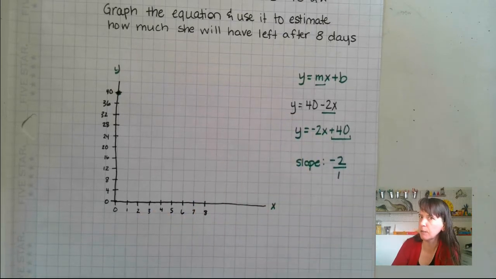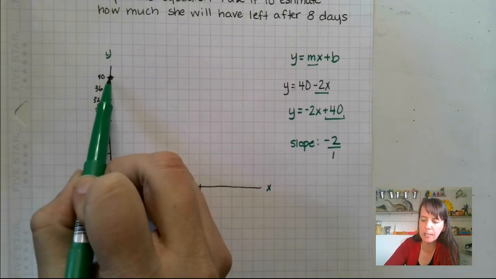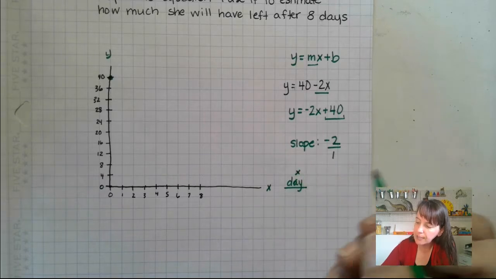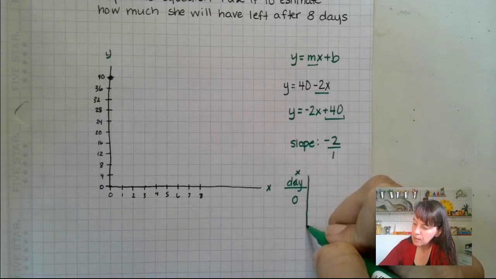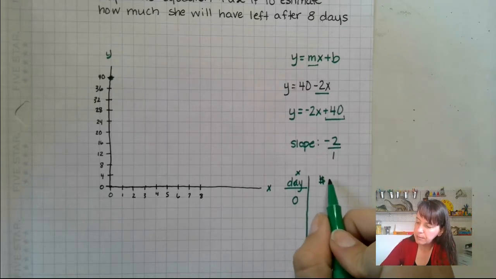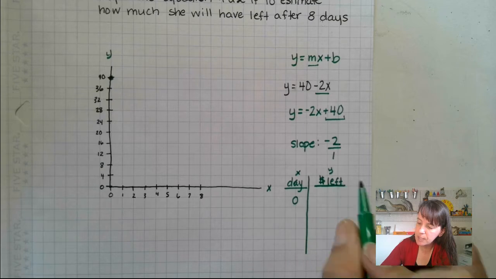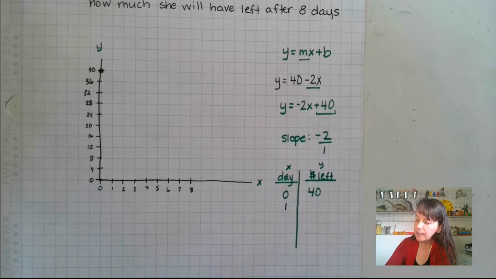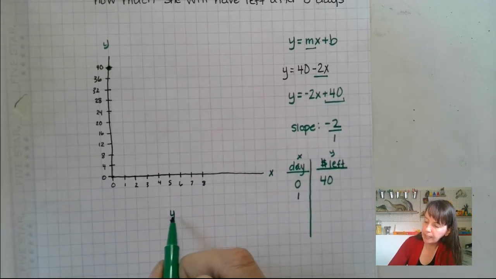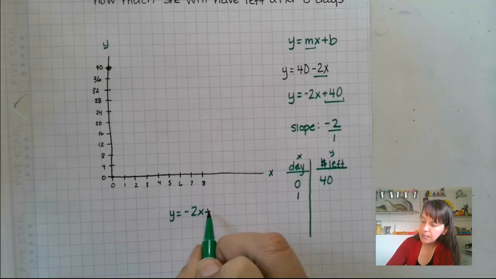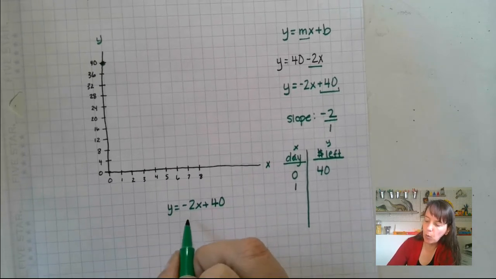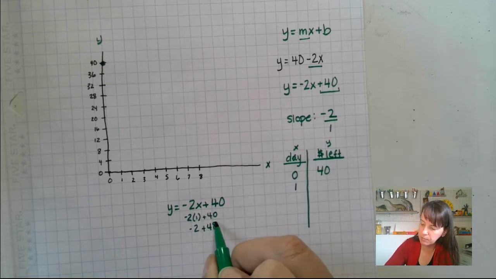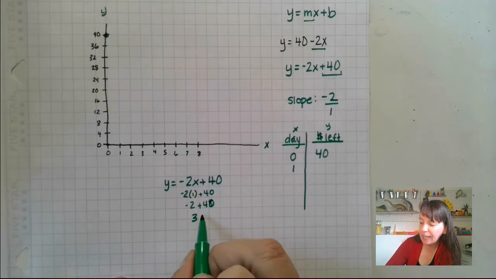I think it might be a little easier if you see this as a table. So we know we're going to be starting here at 0 days. So at day, which remember is our x, 0, and then this is going to be our total money left, and that's our y, right? So we already know at day 0 we have 40. All right, well, let's take a look at day 1. If we take this equation, y equals negative 2x plus 40, and plug in a 1, we get negative 2 times 1 plus 40, that's negative 2 plus 40, we end up with 38.